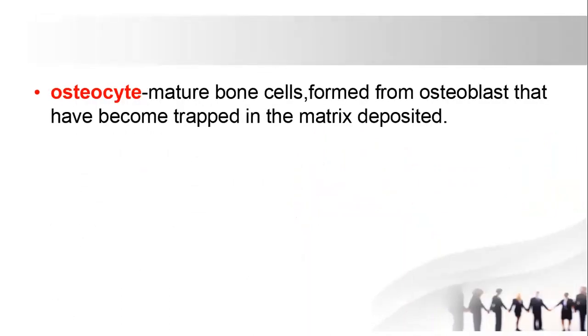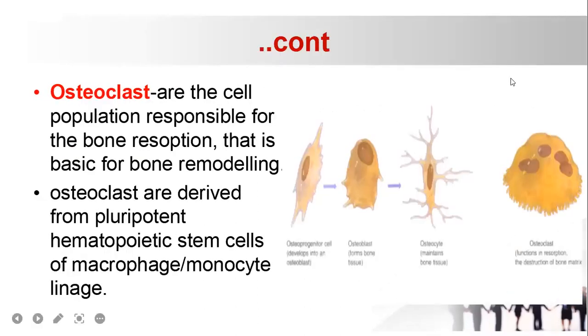The osteocyte is the mature bone cell formed from osteoblasts that have become trapped in the matrix being deposited. The osteocyte is just seen right here. This is the osteocyte.